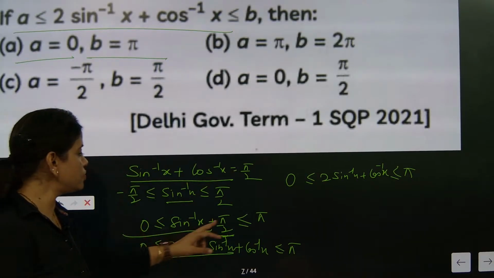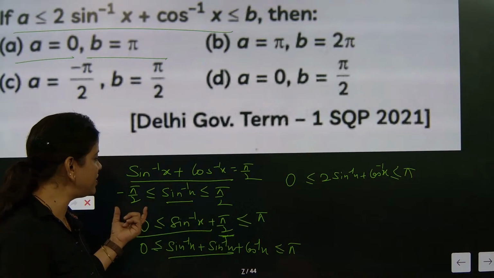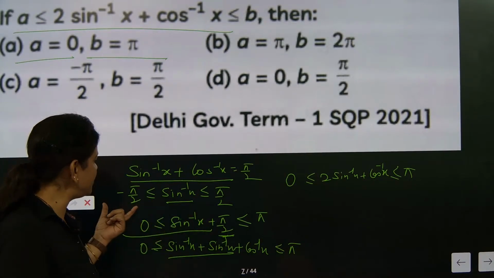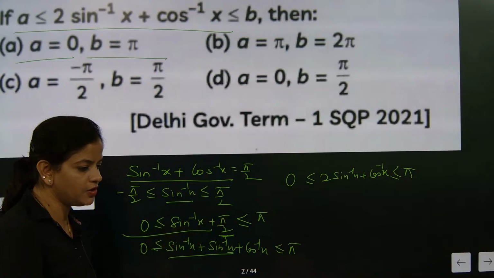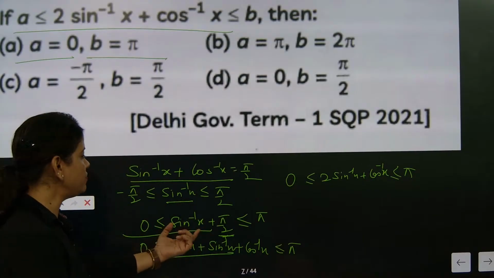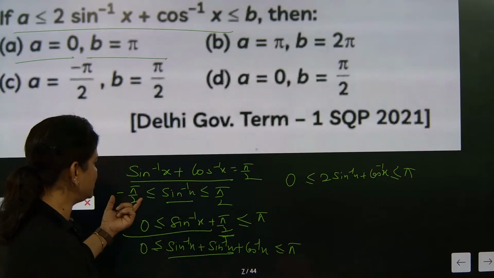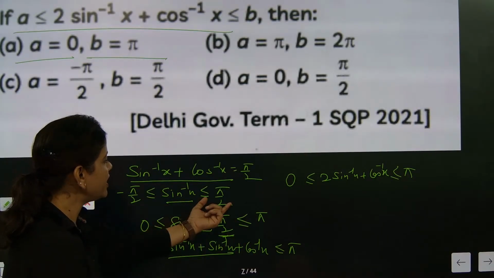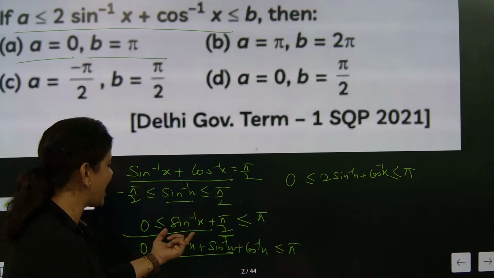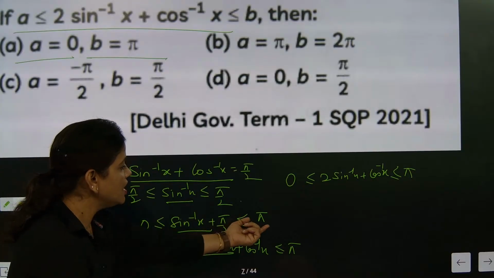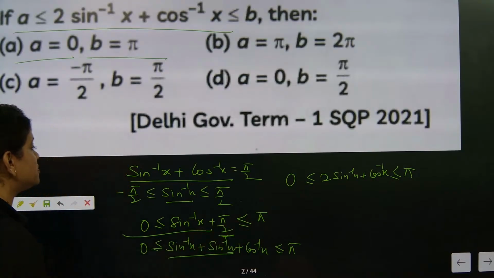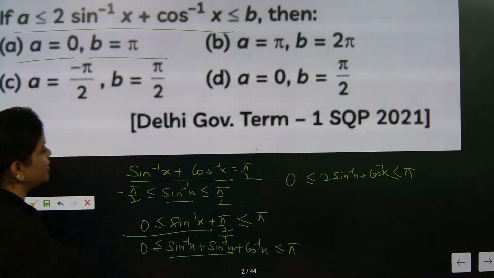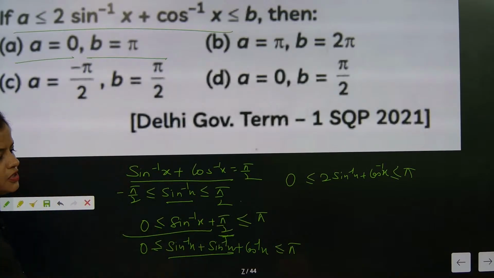Okay, see 0 to pi, sin inverse x lies between, check again I am telling you, sin inverse lies between minus pi by 2 to pi by 2. Okay, that means sin inverse, if I will add pi by 2 means here pi by 2 minus pi by 2 will cancel, it will become 0. Here pi by 2 plus pi by 2 means sin inverse x plus pi by 2 lies between 0 to pi. This is the most important part, beta. You remember this question content, you will be able to solve the question.